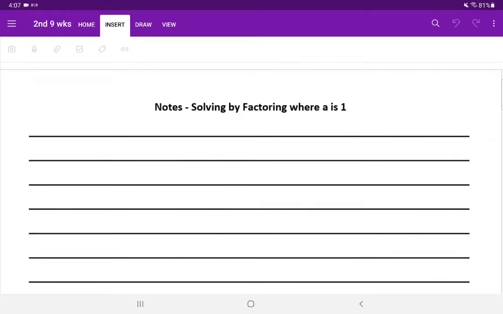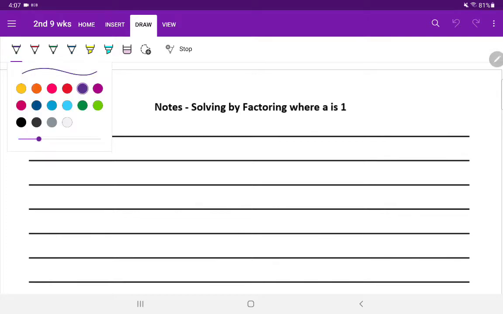Alright guys, so today we're going to use our x method of solving where our a coefficient is 1, and we're just going to take it a step further and solve with it, okay? So our x method factoring, I meant to say. Basically, we're going to follow steps 1 through 4.